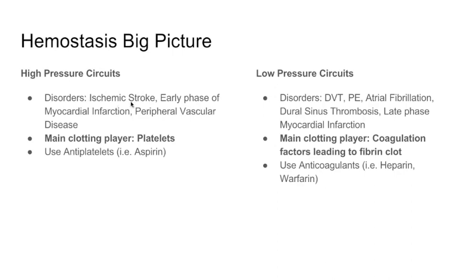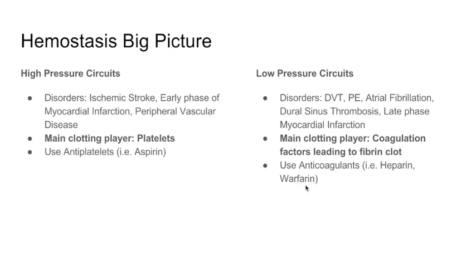High pressure circuits, strokes, MIs, early MIs, platelets. DVT, PE, AFib is fibrin clots. And then what you use for these is anticoagulants like heparin or warfarin. I hope that makes sense to you.